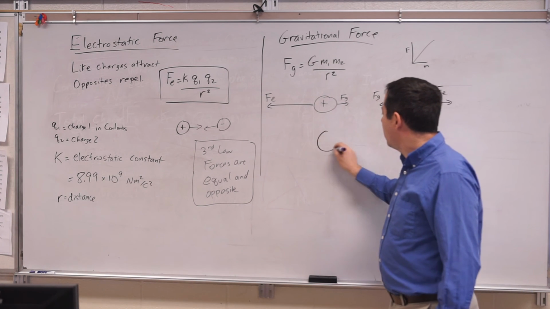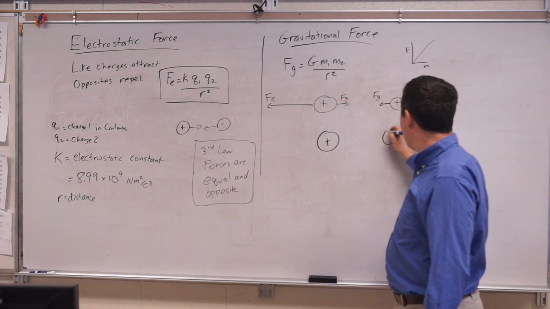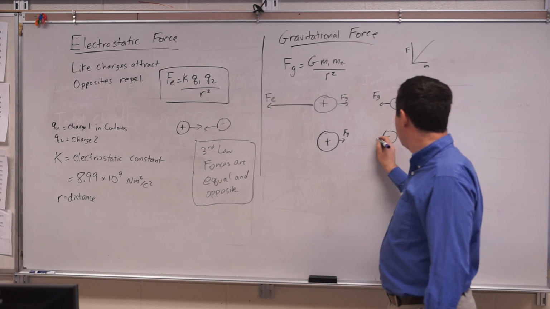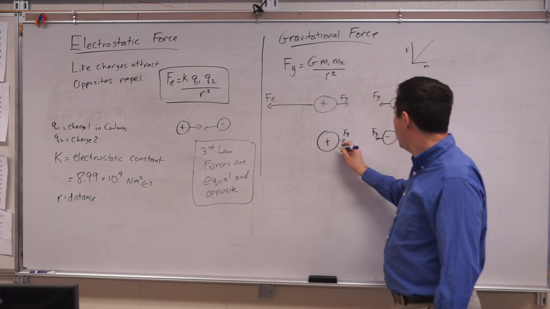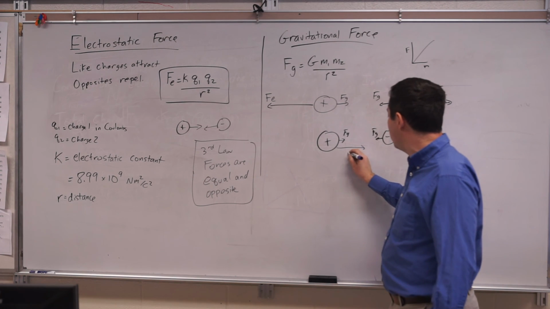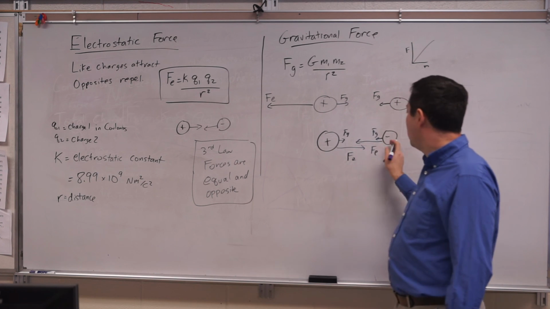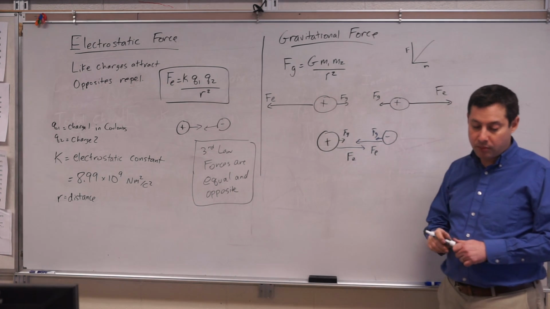If they were opposite charges, a plus and a minus, they're both going to have an F sub g towards each other, equal and opposite, and they're both going to have an electrostatic force towards each other, because opposites attract.